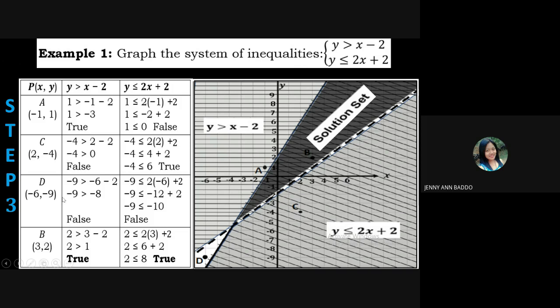For point D, we have two false statements. So obviously, this point does not satisfy the given system. And for point B, we have (3, 2). Note that both statements are true. Therefore, the double shaded region here, including the solid boundary line, is the solution set of the given system of linear inequalities.